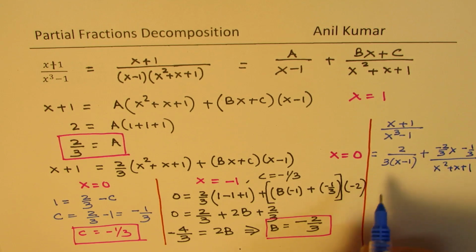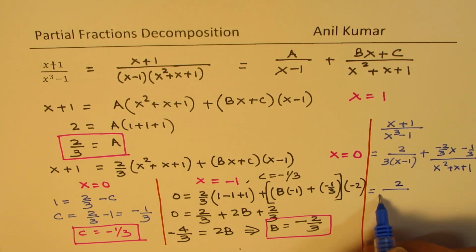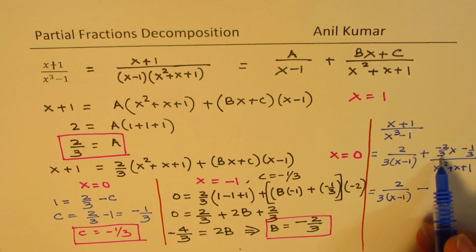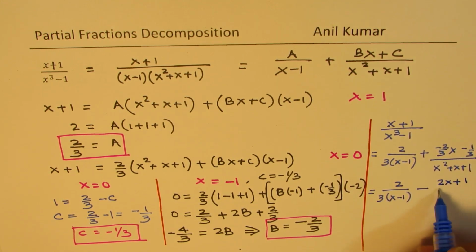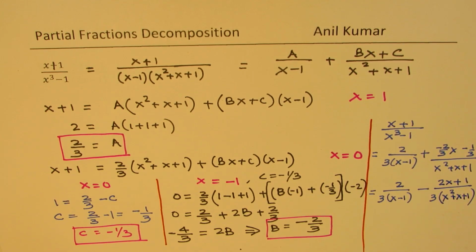Okay? This could be simplified and we could write this as 2 over 3 times x minus 1. Both are negative, let me write negative here, and 1 over 3 comes down. So we get 2x plus 1 over 3 times x squared plus x plus 1. Does that make sense to you? So that is how we could do the partial fractions for the given rational function. I hope that makes sense.